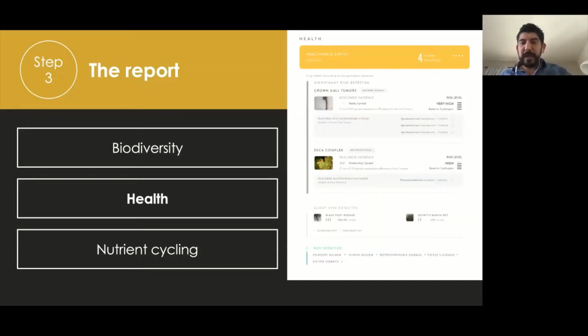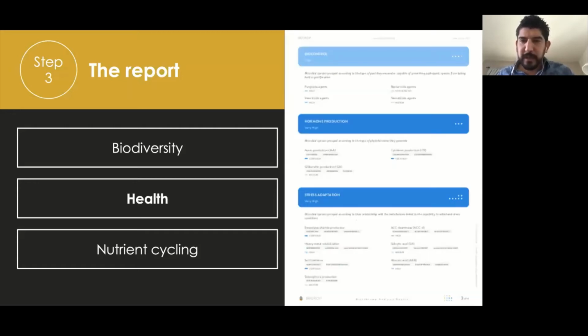Then we talk about health, soil health. So in the soil health component, we talk about the pathogens that we detected and how abundant they are in comparison with the microorganisms that tend to produce molecules that can counteract their effect. So basically, it's a health risk score that we provide in our report.